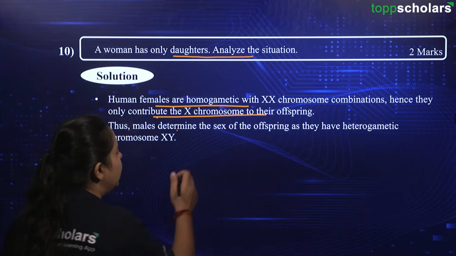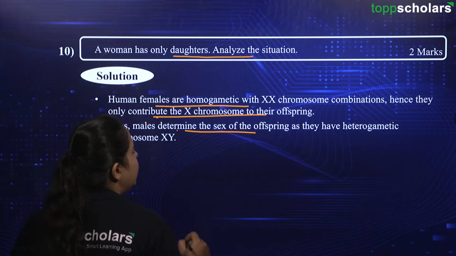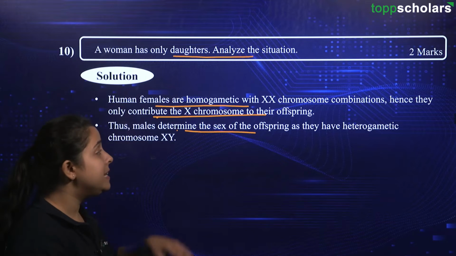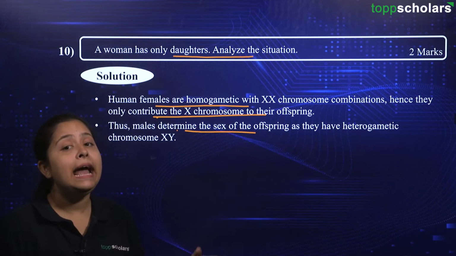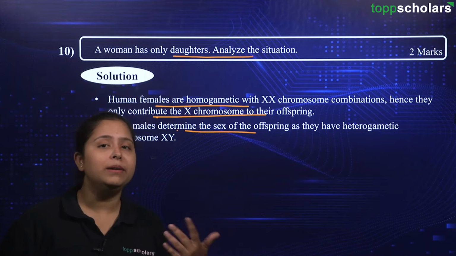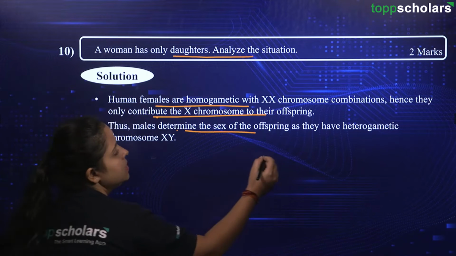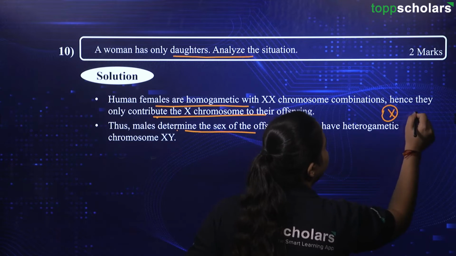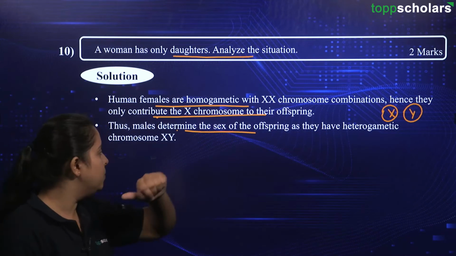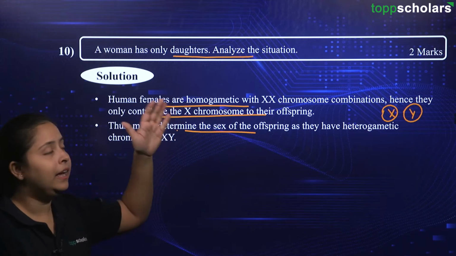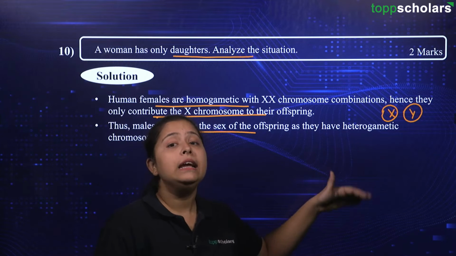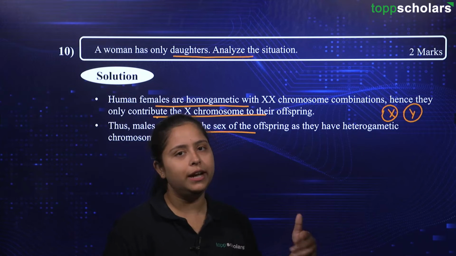Going ahead, let's talk about the human males. Human males are actually determining the sex of the offspring because they have the sex chromosome combination which is heterogametic. That means different kinds of gametes can be produced by the human male, and that is X or Y. So, these are the different kinds of gametes that can be produced by the human male, and hence we are saying that they are heterogametic. Now, obviously, different kinds of gametes are produced, so they can pass these kinds of gametes to their offspring.